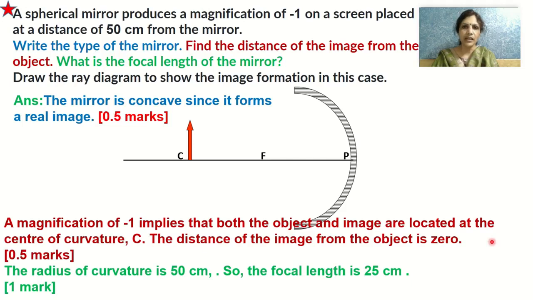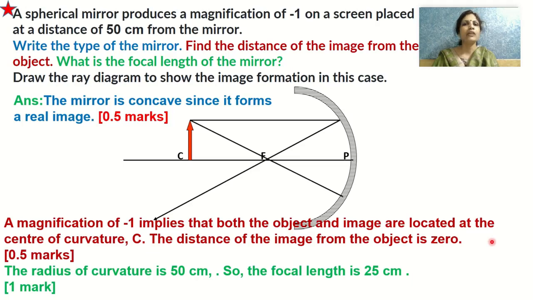To draw the ray diagram, we will make use of the rules. The first rule is that the ray which is parallel to the principal axis, after reflection, will pass through the focus F. The second ray, which is passing through the focus F, after reflection will be parallel to the principal axis. And the place where both the rays meet each other, at that place we get the image. So here is the image.